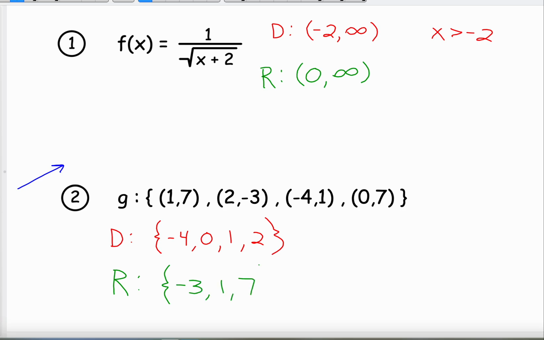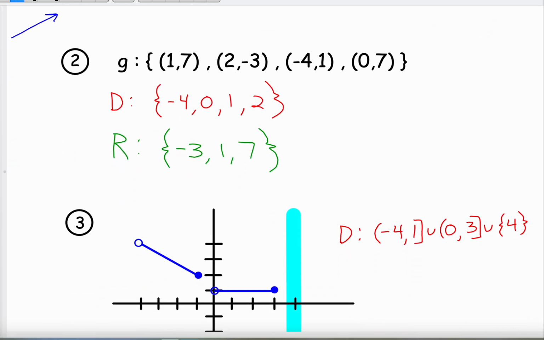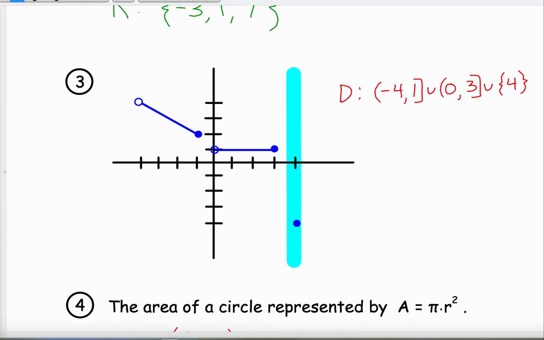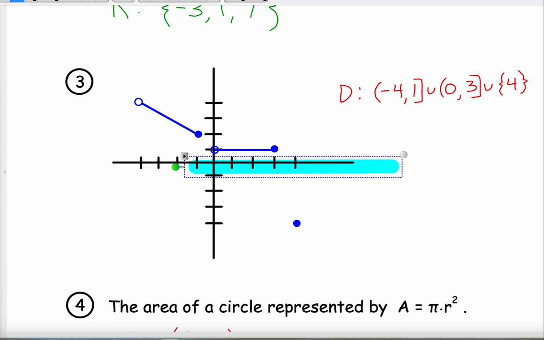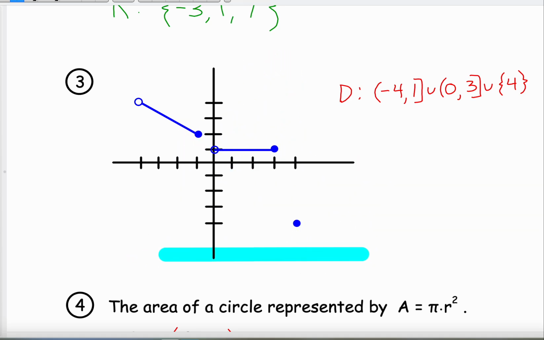And now notice, you don't have to repeat the 7. 7 is an output. It happens twice. It happens here and it happens here, but we only list it once in our range, because then it's covered. All right. And then we have one more, and that was our graph. And so for our graph, I'm just going to use my range finder, which is very similar to my domain finder.